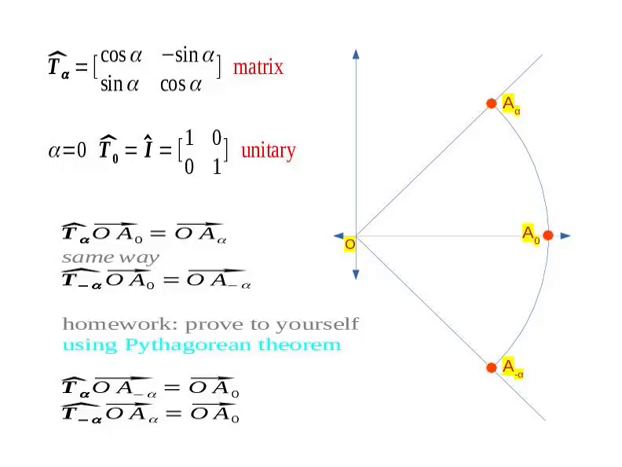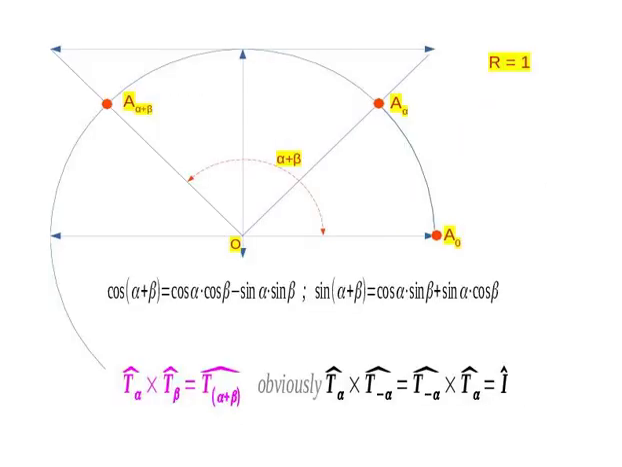Let's also look at point A minus alpha. Prove to yourself, as a sanity check: if we take vector OA minus alpha and apply matrix T alpha, we should get the original vector OA0. Same for T minus alpha applied to vector OA alpha. Use the Pythagorean theorem to prove it, and obviously matrix T alpha multiplied by T minus alpha should yield the unitary matrix.